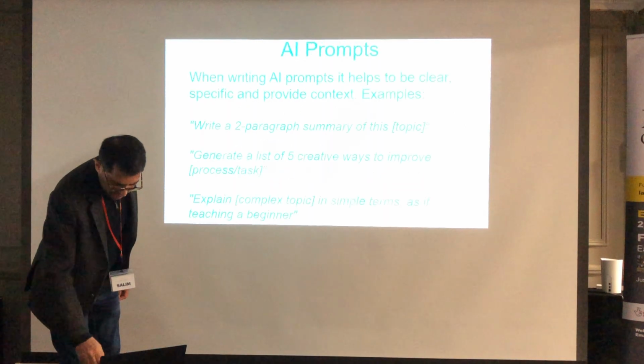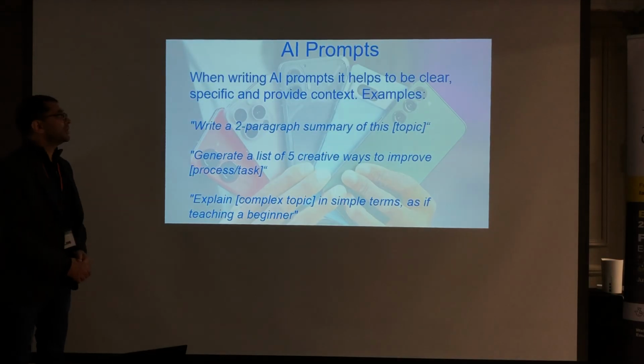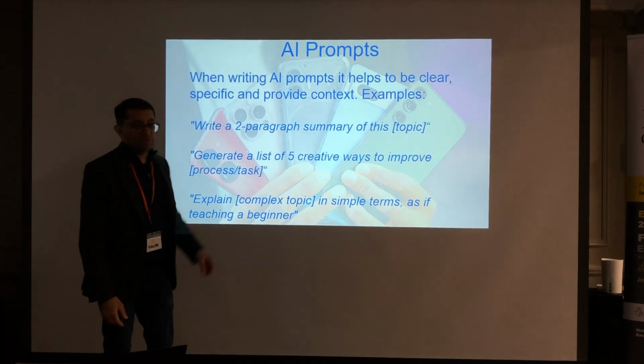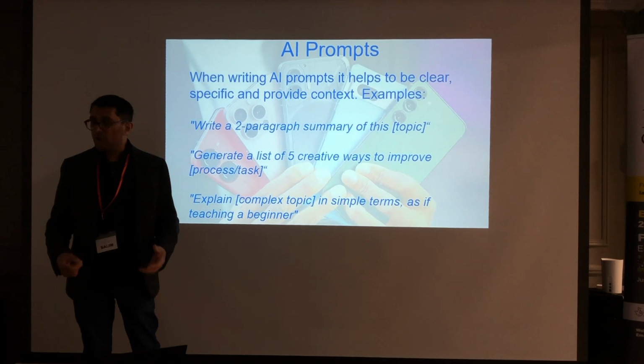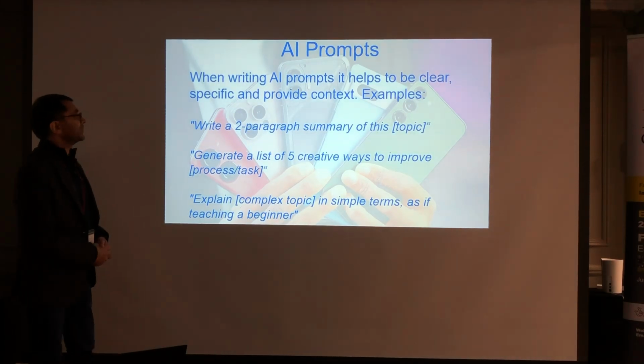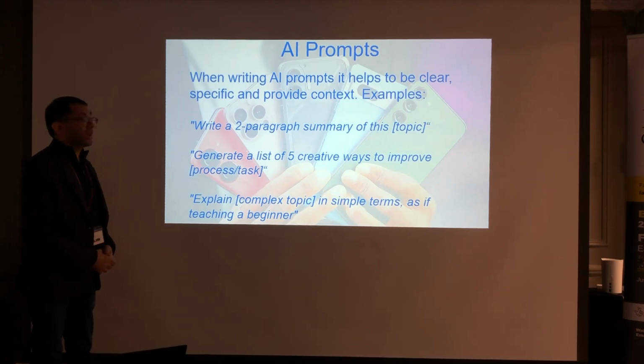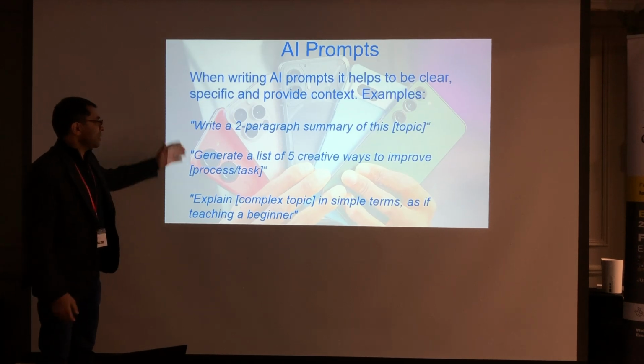And that brings us on to the next thing about prompts. How do you communicate with an AI agent? So as I said earlier, the way you communicate is with what are known as prompts. You put a prompt in and you get a response back. And when you're writing a prompt, be clear, be specific, and provide some context, give some background around what you want to do. So here are some example ones.